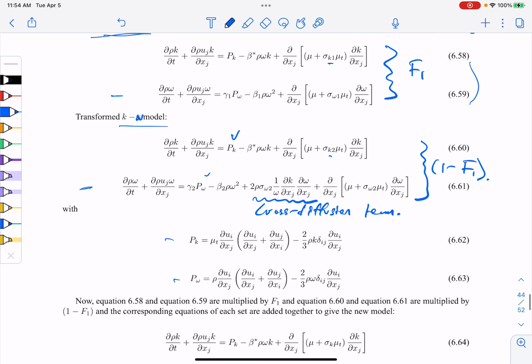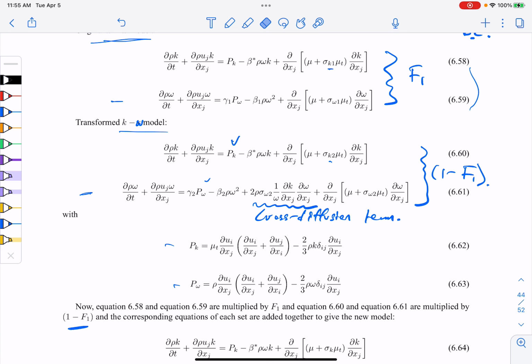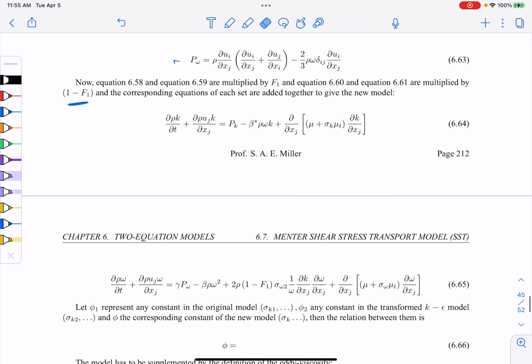So if we look at equations 658 and 659, they're multiplied by F1, as I said. And these two are multiplied by 1 minus F1. And then we would add them together. So we're going to add 659, 662, and 660 and 659 and 661 together. And then we'll get 664 and 665. So this is the blended model, and you can see right in here, here are the blending terms.